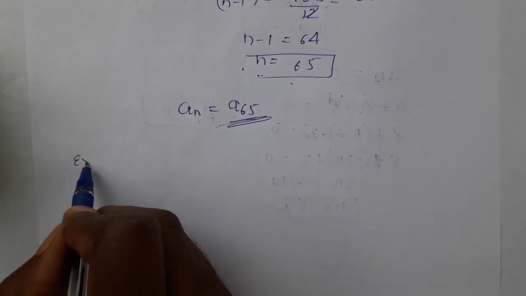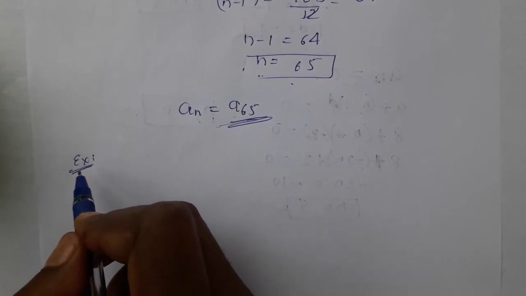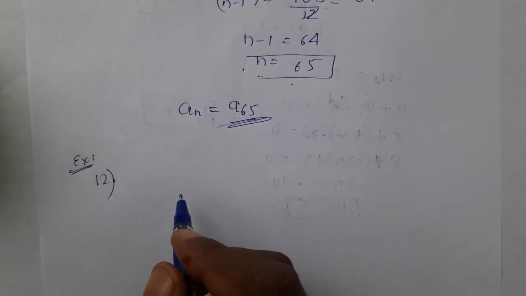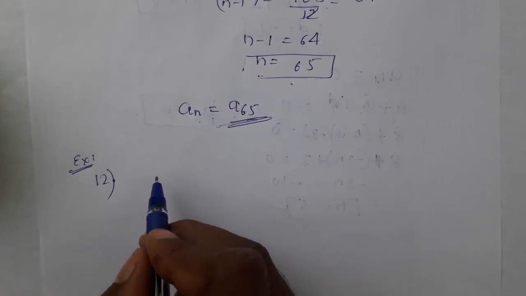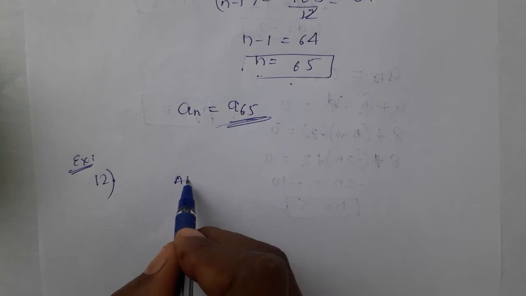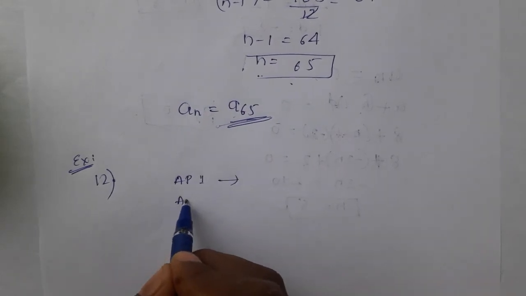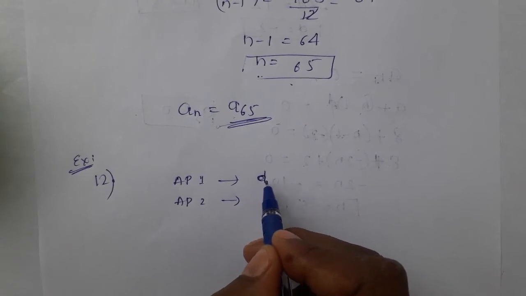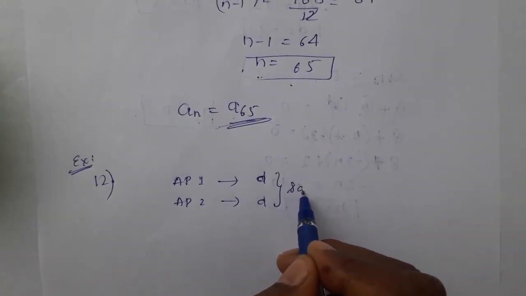Go for the other example. That is the 12th one from the textbook. Two APs have the same common difference. Two APs are there, AP1 and AP2. Both have the same common difference.